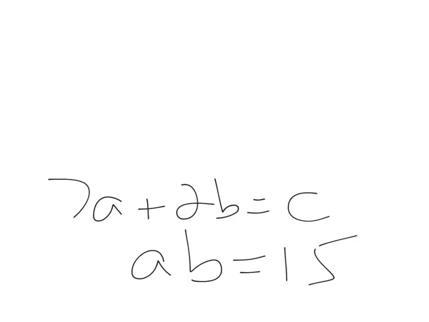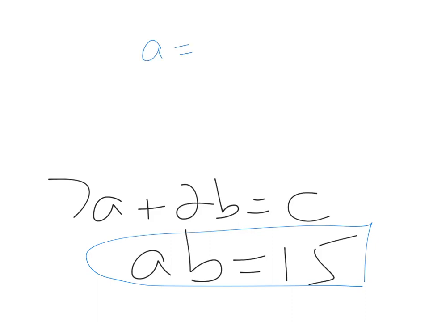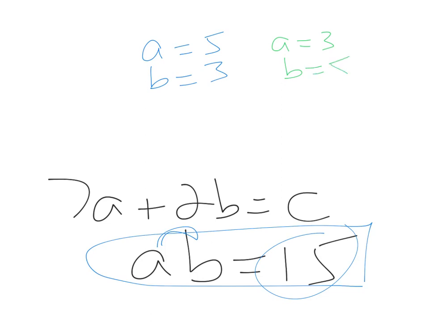7a plus 2b equals c, and a times b equals 15. Well, I need two numbers a and b that multiply to 15. So what are some possibilities? Well, a could be 5 and b could be 3, right? Because 5 times 3 is 15. I also know that a could be 3 and b could be 5, because 3 times 5 is 15.